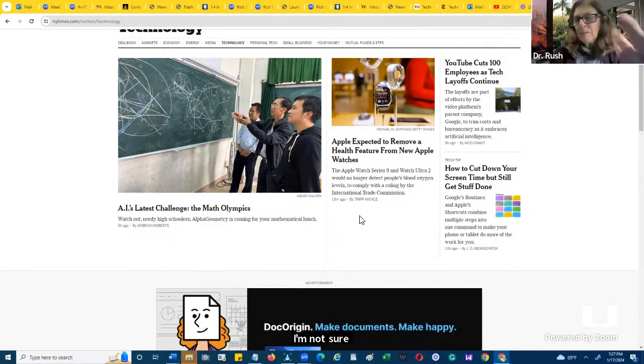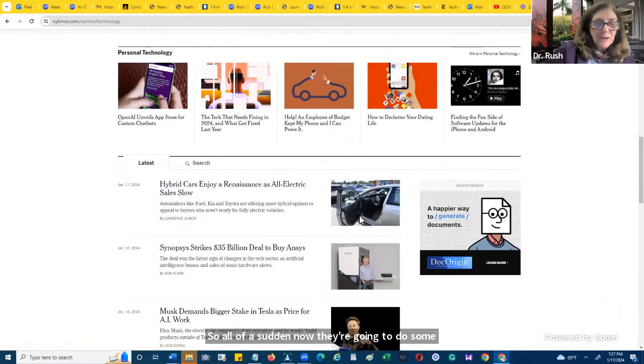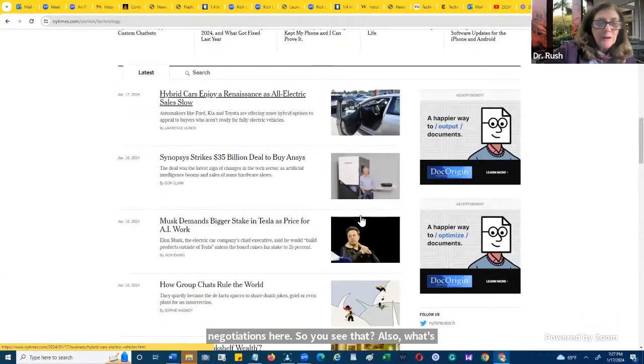Basically, those health features, monitoring your heart, monitoring all your odometer, and basically all your breaths. And what did they do? Another company that was a medical tech company said, guess what? That Apple violated their patents. So what do they say? Do you think Apple has big pockets, deep pockets, Evan? Of course they did. So they sued and they won. So all of a sudden, now they're going to do some negotiations here. So you see that.